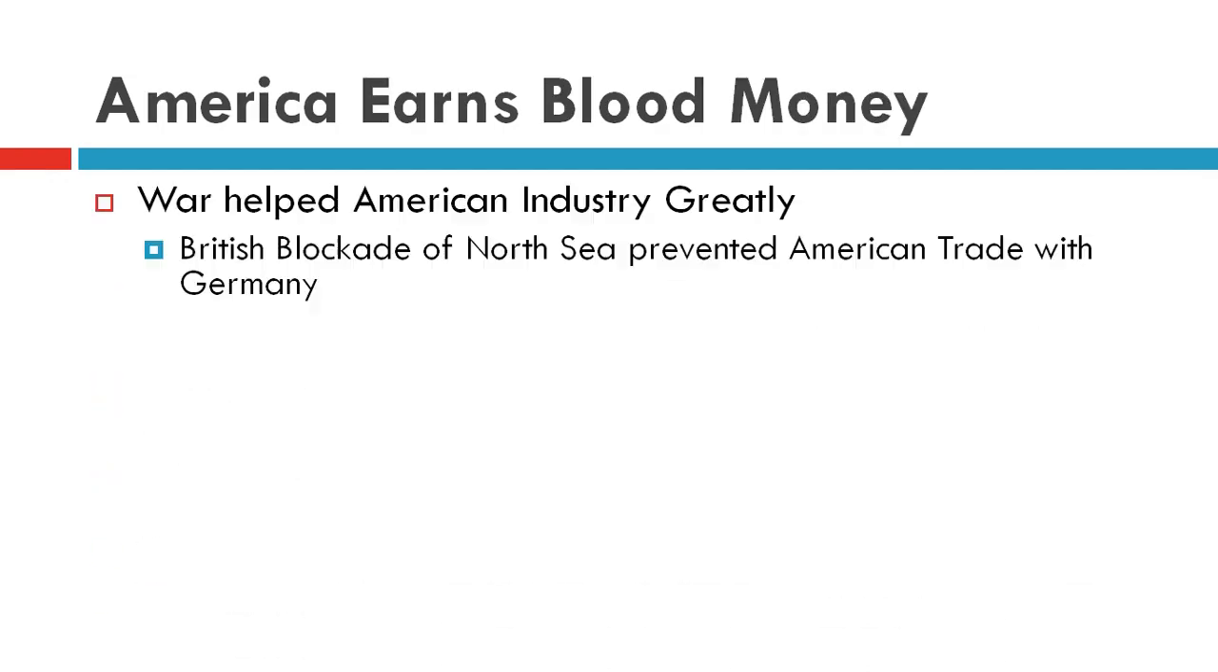Once war breaks out in Europe, American industry begins to boom as we trade war supplies and food with European nations. And technically, as a neutral nation, we could trade with anybody. That said, there's a British blockade in the North Sea, which prevented American trade with Germany.